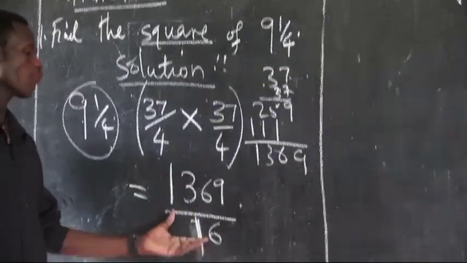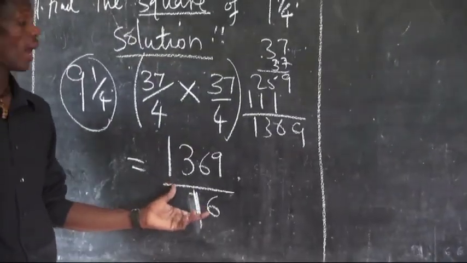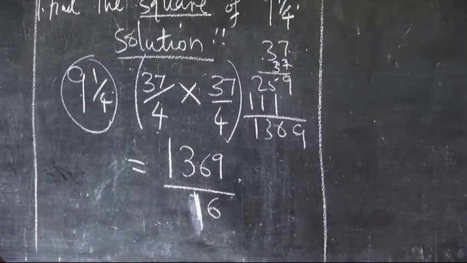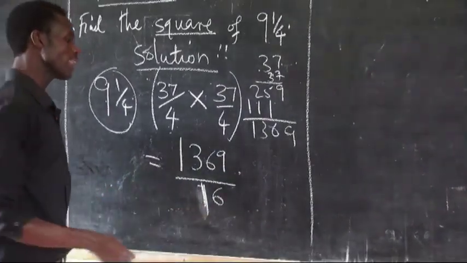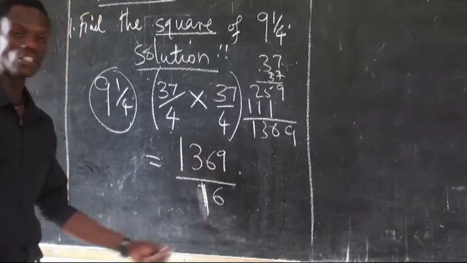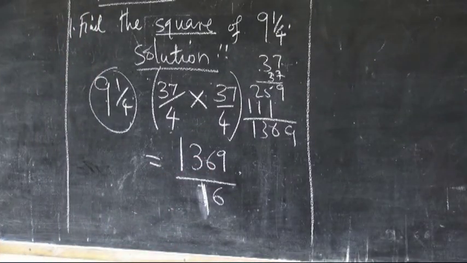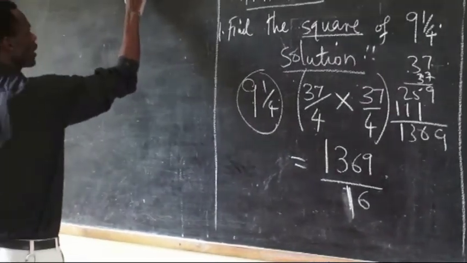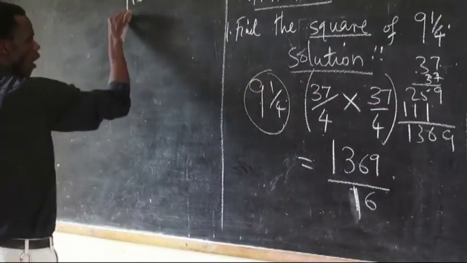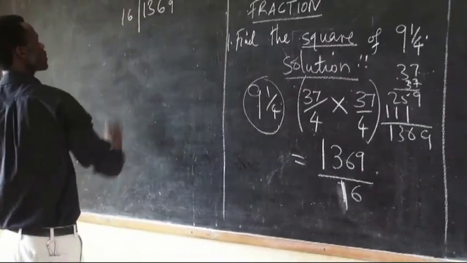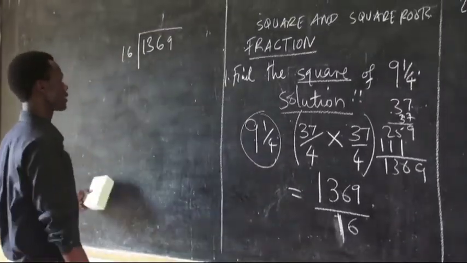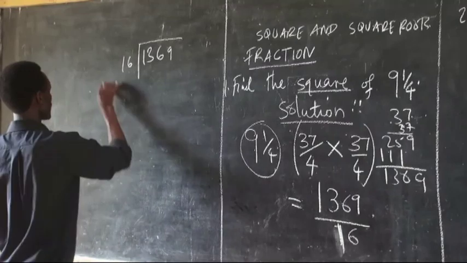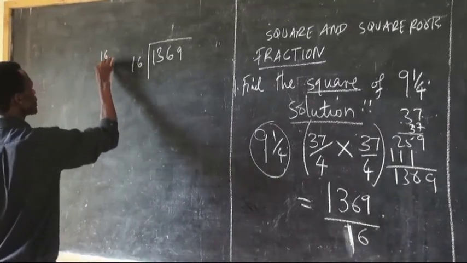So this is what we definitely know. It is the square of this number, but this is not the answer. We need to find the answer to this question. Now you take the numerator divided by the denominator. That is 1,369 over 16. Now it is what? You start with 16 times which number to get 136? Let us see. 16 times 9.